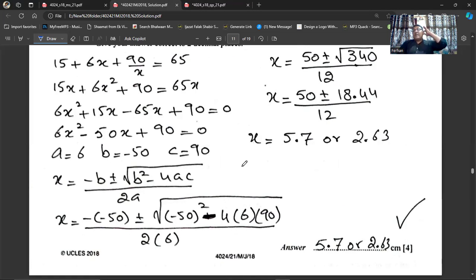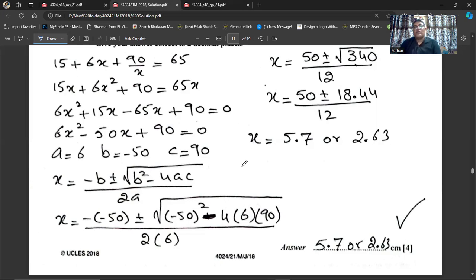So you will have 15 plus 6x plus 90 by x is equal to 65. I will multiply all of them by x. So you will have 15x plus 6x squared plus 90 equals 65x. So I will arrange them. I will bring all of them to the left side. So you will have 6x squared plus 15x minus 65x plus 90 equals 0. So you will have 6x squared minus 50x plus 90 equals 0. So this is the quadratic equation. So a is 6, b is minus 50, c is 90.